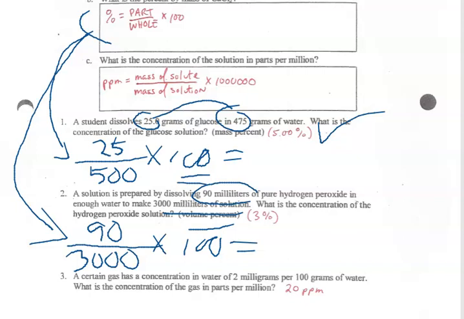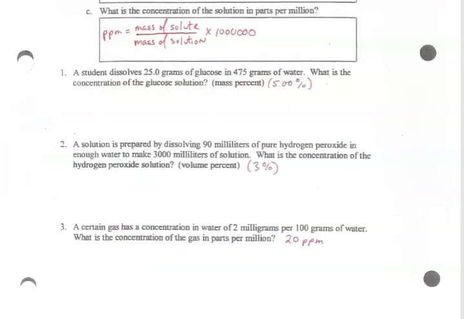For the last one, we're dealing with parts per million. We're going to go now, let me just get rid of this for a minute, and we're using the parts per million equation instead. Same fraction, mass of solute, which is the part, over the mass of solution, which is the whole thing, but times 1,000,000.